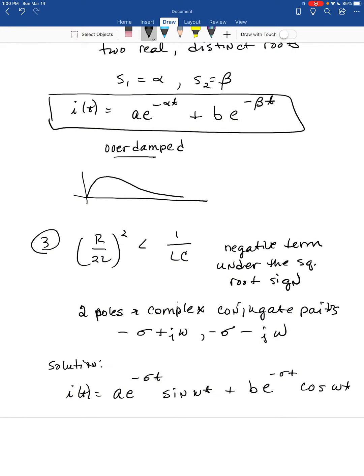Okay, this is part 2 of RLC circuits. For whatever reason, the video gave out initially. So I believe where we stopped was we had just finished talking about the overdamped case.